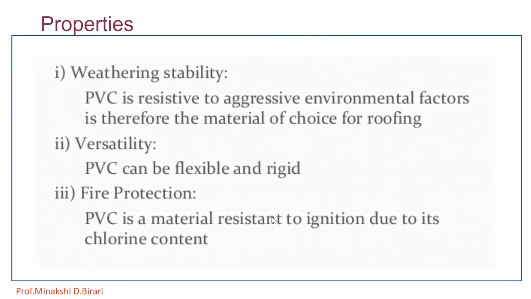Now the properties of PVC. When we observe weathering stability, PVC is resistant to aggressive environmental factors. Therefore, it is the material of choice for roofing. Versatility: PVC can be flexible and rigid. It also has fire protection, because the PVC material is resistant to ignition due to its chlorine content. Polymer chains are mainly linear with little branching, and it is a highly insoluble material and resists the actions of acids and alkalis.